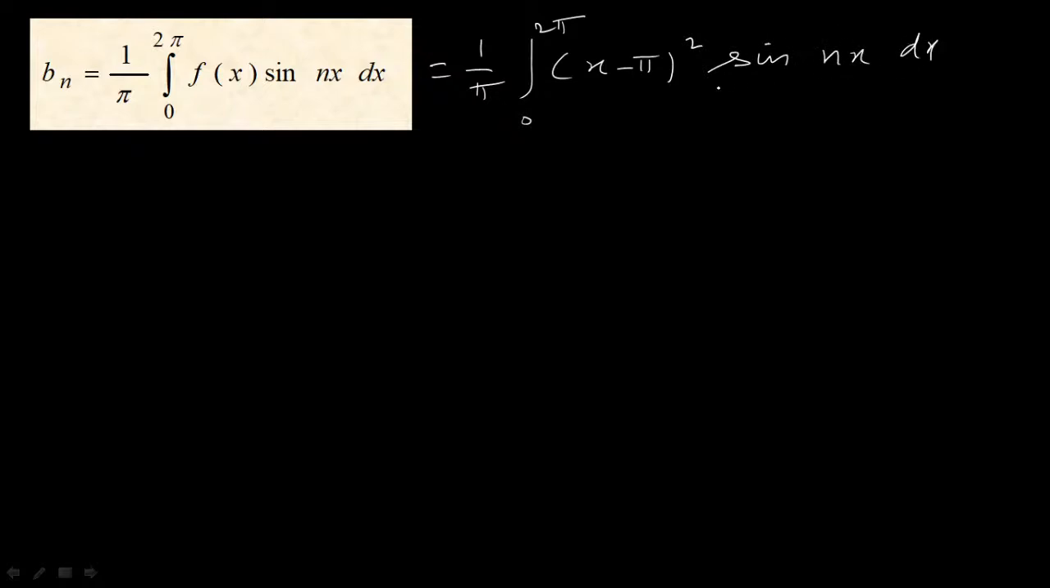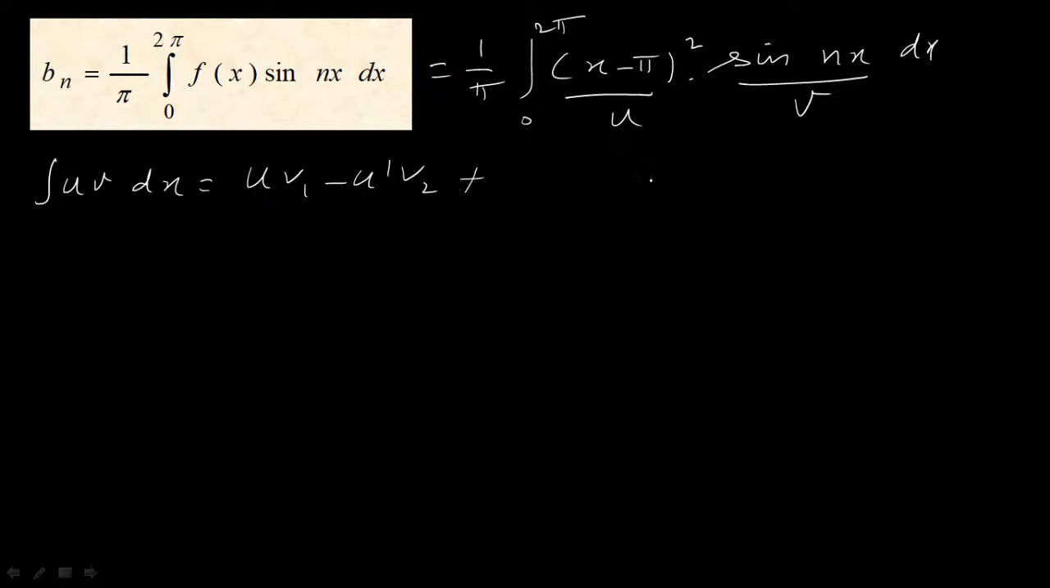sin nx dx. It's a product of two functions, so we couldn't integrate directly, so that we make use of the Bernoulli's formula, that is integral uv dx is equal to uv1 minus u dash v2 plus u double dash v3 minus u triple dash v4 plus etc. So we make use of this formula. The same function here itself we take in terms of calculation of an, that is u is equal to x minus pi the whole square.